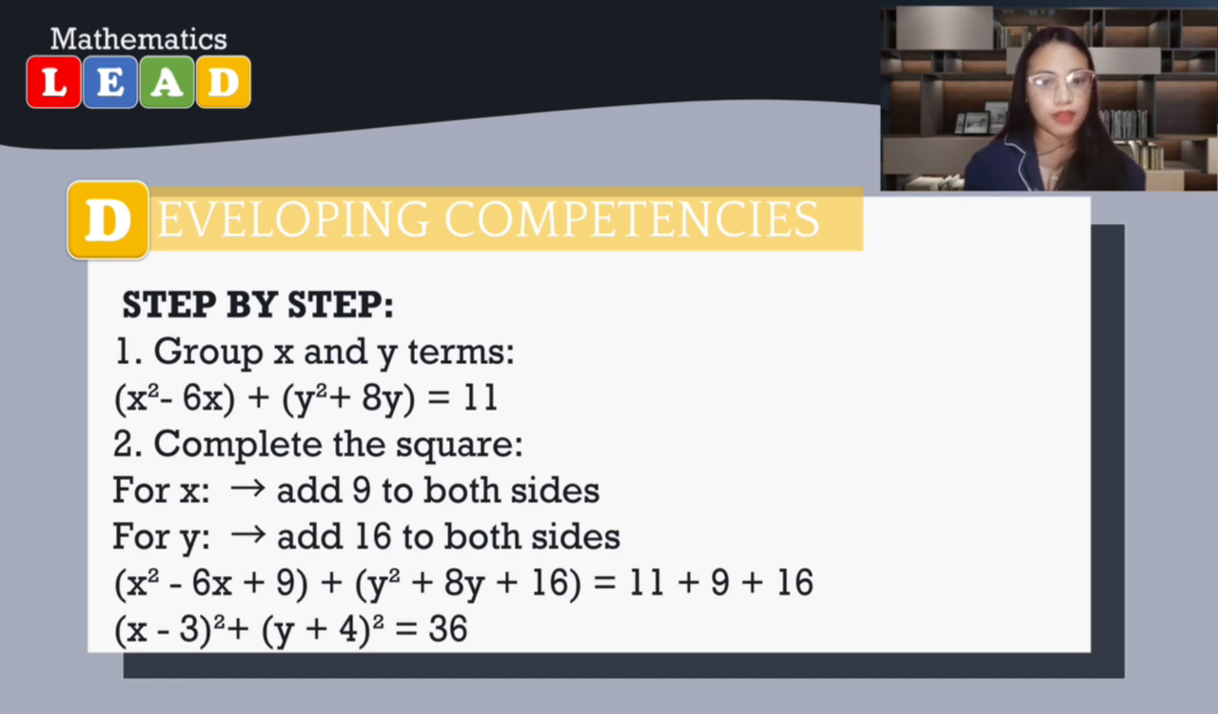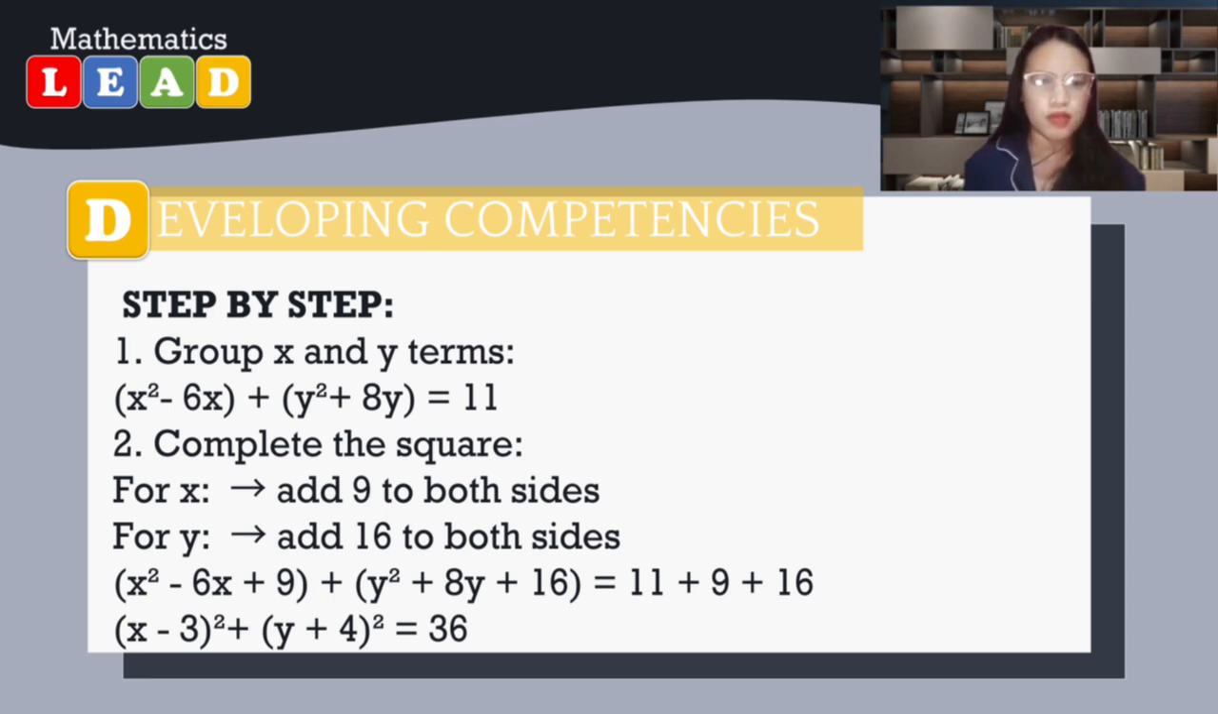Next, we need to complete the square. For x, add 9 to both sides, and for y, add 16 to both sides. We add 9 and 16 to make perfect squares. For x, half of 6 is 3, and 3 squared is 9, so we add 9. For y squared plus 8y, half of 8 is 4, and 4 squared is 16, so we add 16.